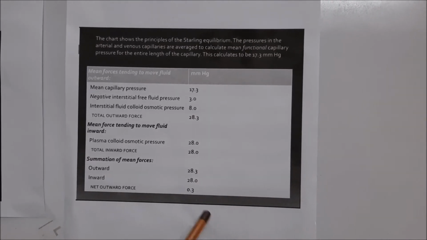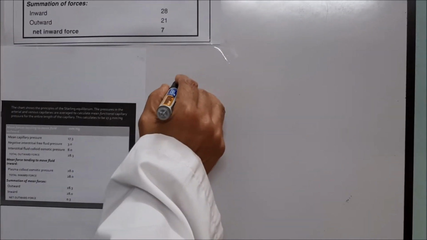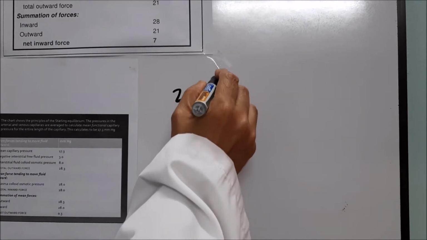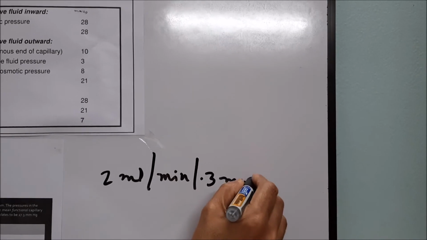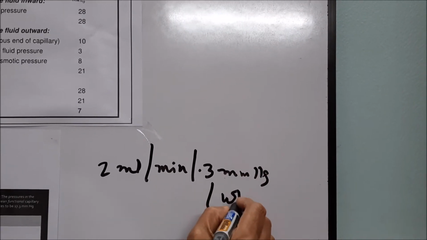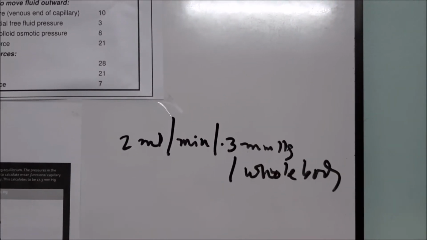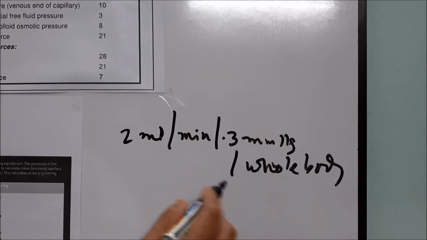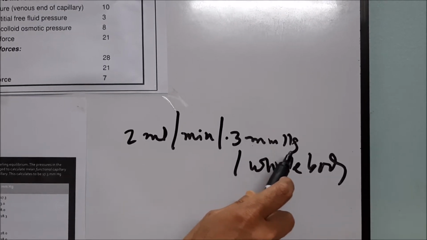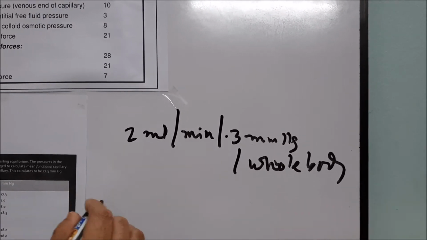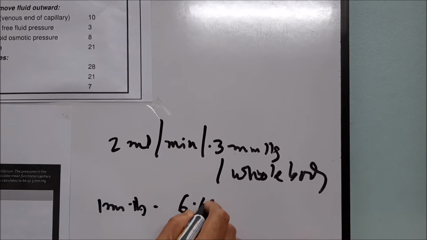Now this 0.3 millimeter of mercury causes 2 milliliter of fluid per minute per whole body. This is called filtration coefficient. That is 2 milliliter per minute per 0.3 millimeter of mercury per whole body. But if you convert to 1 millimeter of mercury, it is 6.67 milliliter.